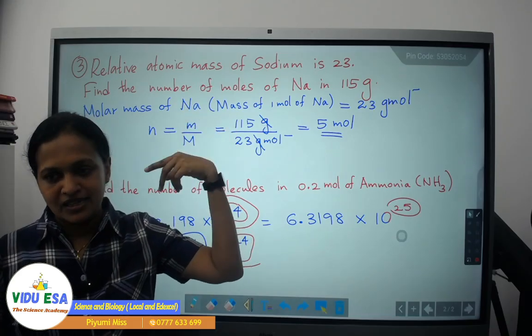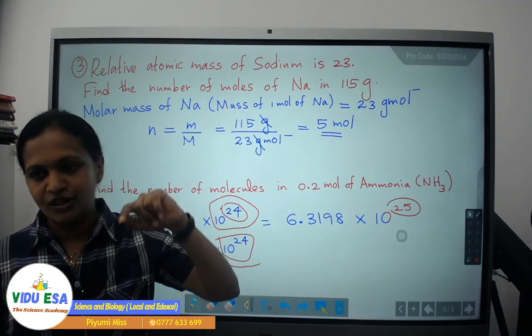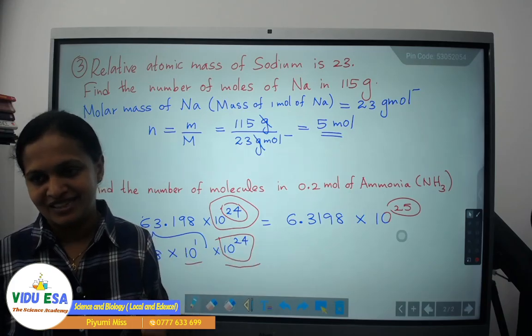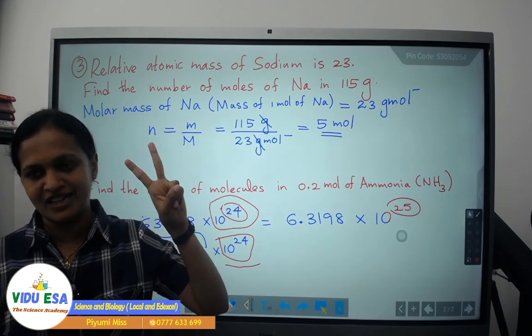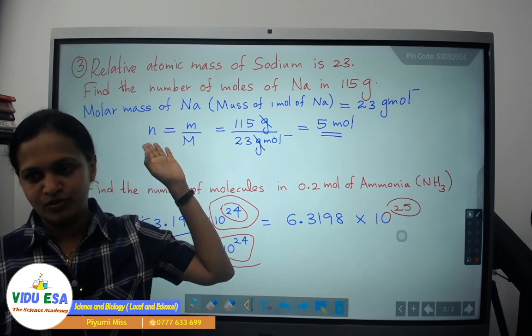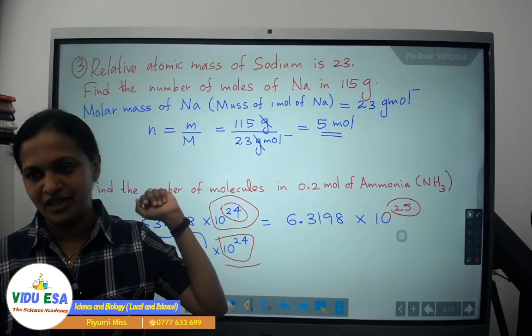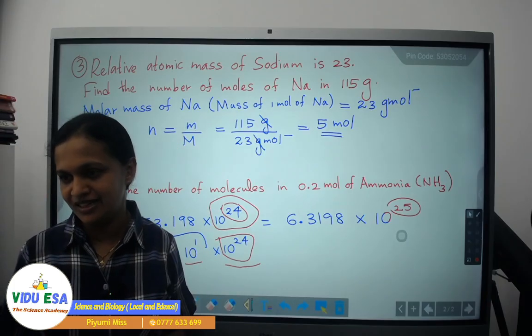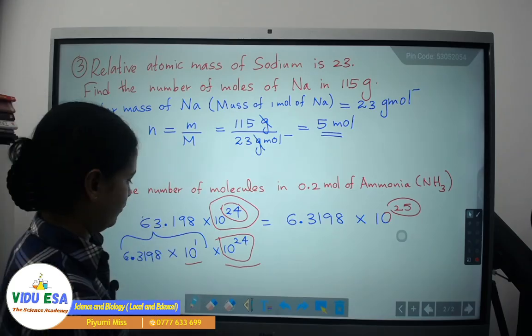Then there were two concepts here. Relative atomic mass taken in grams, that is equal to 1 mole, or that is known as the molar mass, right? Then the equation, the second concept, the number of moles equals mass divided by the molar mass. Those are the two concepts there. Right? Many of you said the answer is 5 moles.